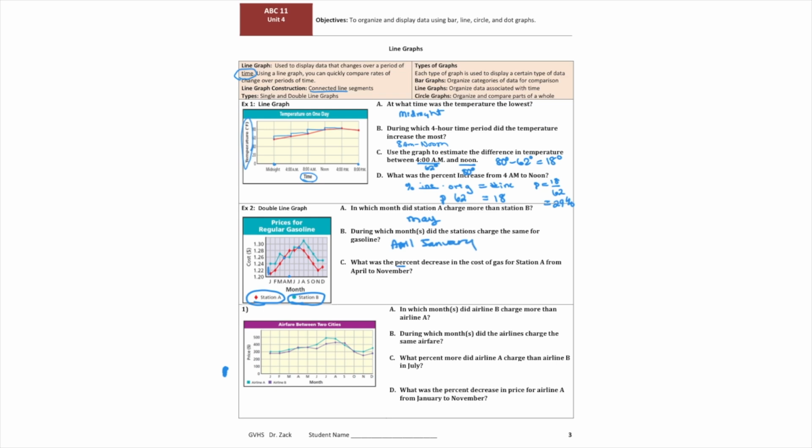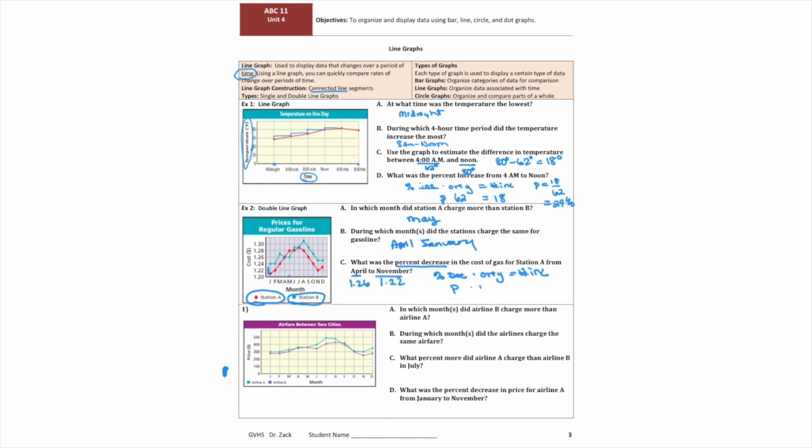What was the percent decrease in the cost of gas for station A from April to November? In April, that was $1.26. Yes, this is a really old book. In November, it was $1.22. So percent decrease times the original amount is going to be equal to the number decrease. So your percent decrease is what I'm looking for.